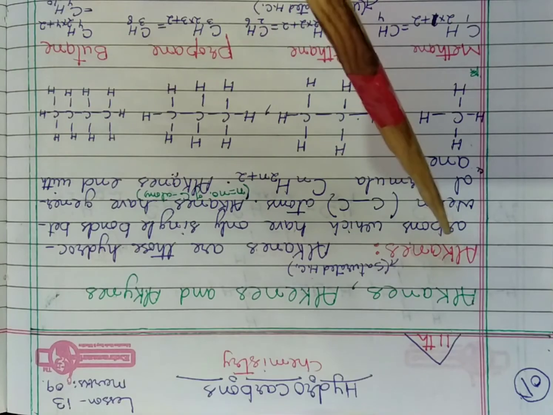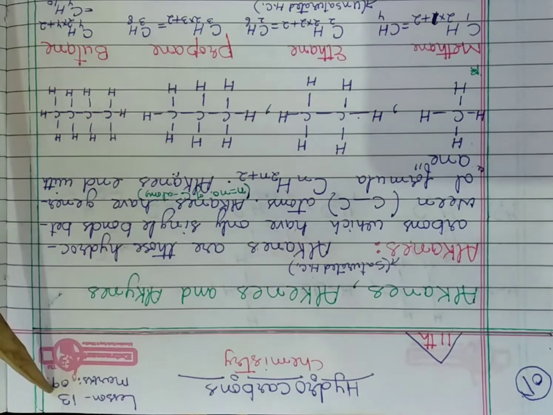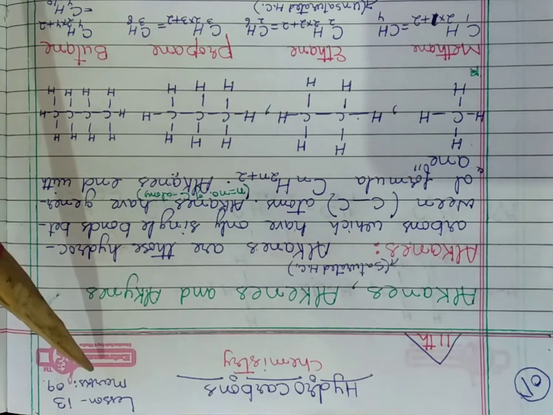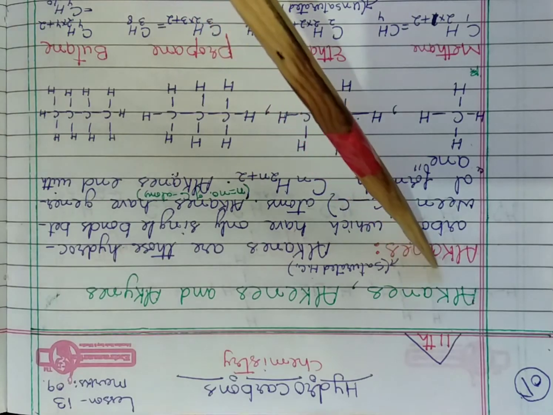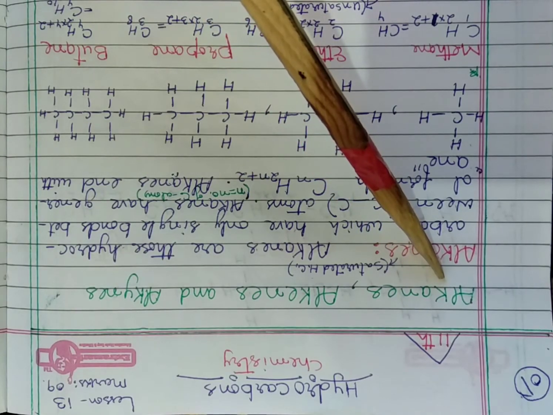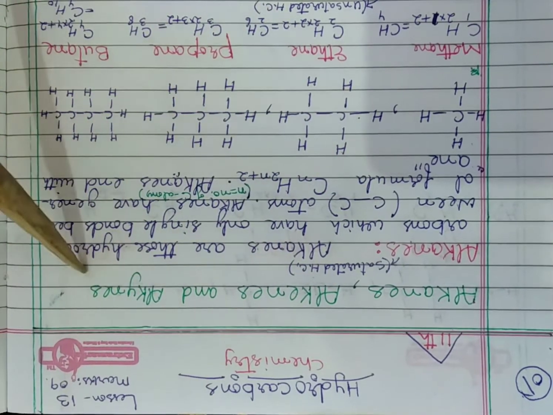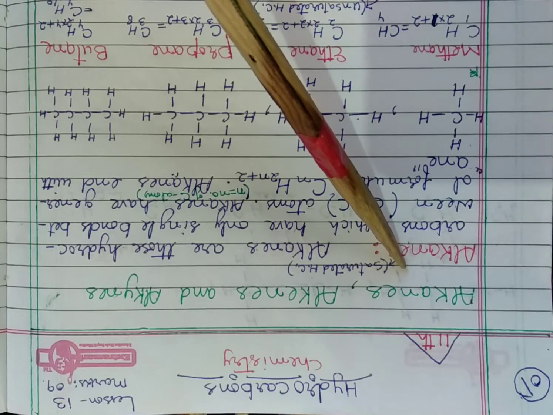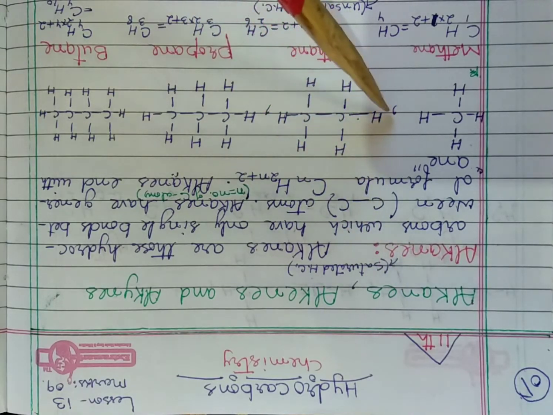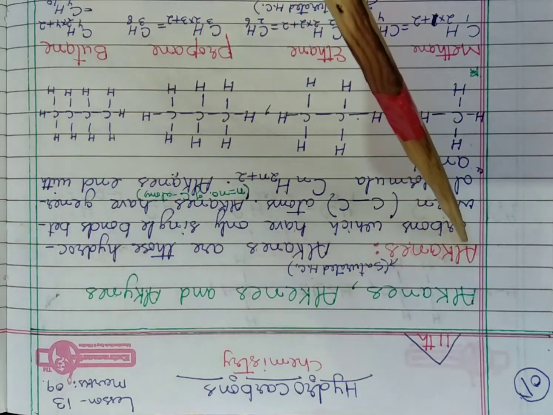This is 11th class chemistry and today we are going to start a new chapter, hydrocarbons, lesson number 13, and it has a marks weightage of 9 marks. So today in this video lecture we will cover some basic terms related to hydrocarbons, that's alkanes, alkenes and alkynes. As you have read in lower classes, hydrocarbons are those substances which contain only hydrogen and carbon. So first of all, let's have a look at alkanes.